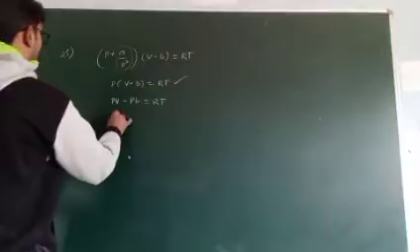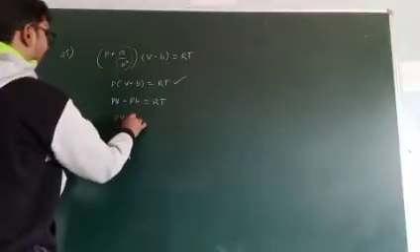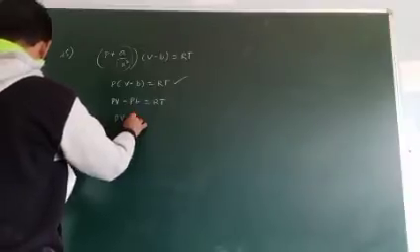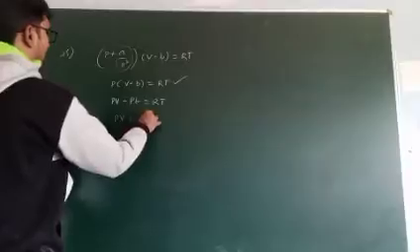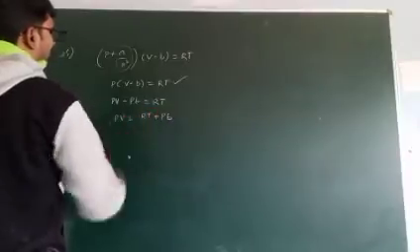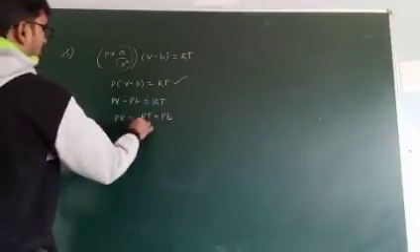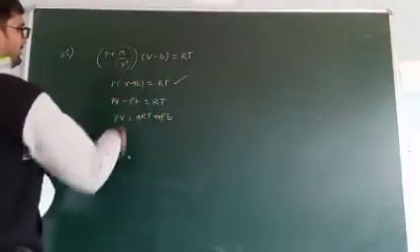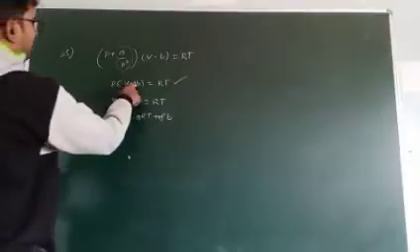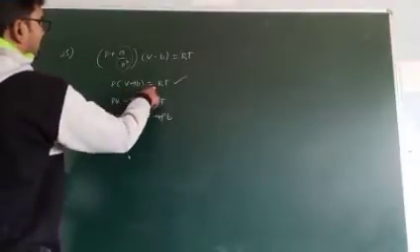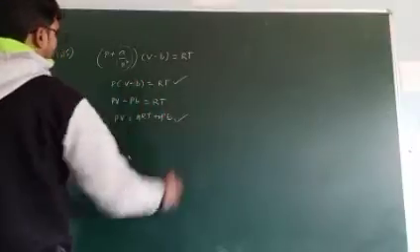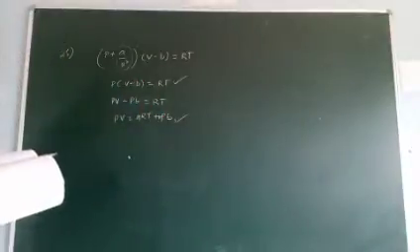Moving Pb to the other side, PV is equal to RT plus Pb. For n moles, this value is nb and nRT. Because we keep n here, then PV minus Pnb is equal to nRT. Okay, so these two are the correct options. So both B and C.